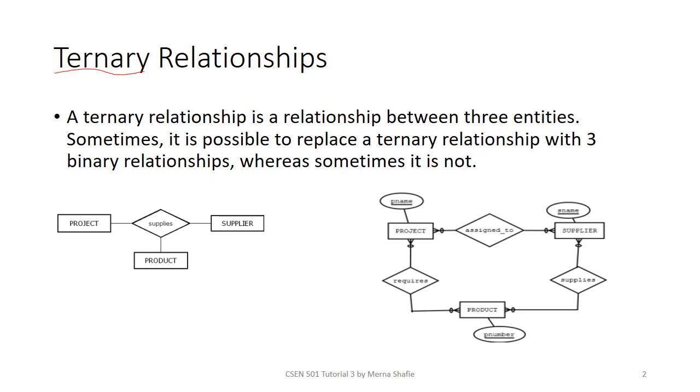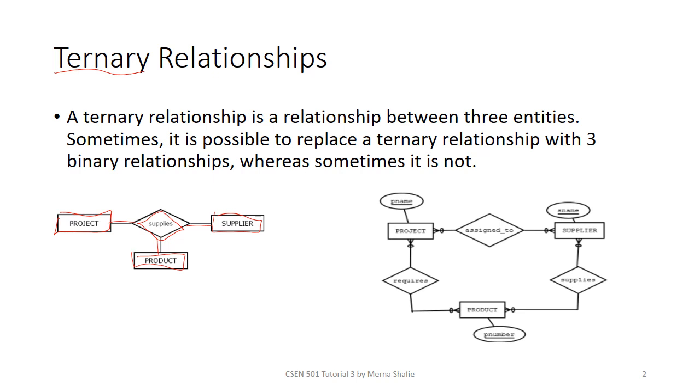So if I have, for example, in this example, project, product, and supplier, and these three entities are connected with a ternary relationship, supplies, which connects the three together, we can split them into three binaries. I can connect the project with the product, the project with the supplier, and the supplier with the product. And sometimes it is not possible. What we are going to discuss here is the problem that may occur if we replace it incorrectly.